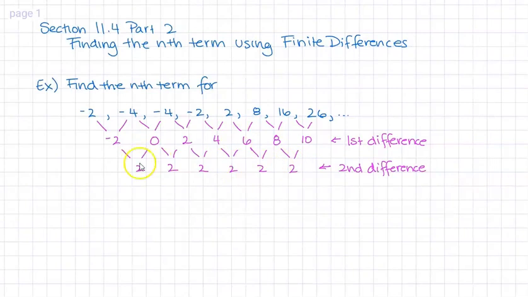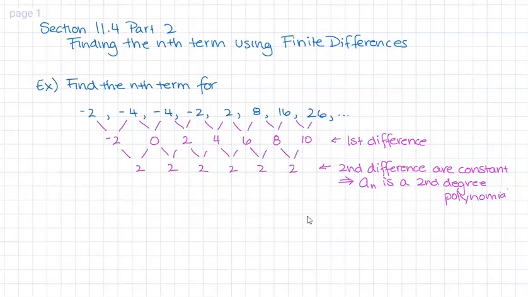And like I said, you're looking for where it's going to get constant. And it happened at the second differences. The second differences became constant. So that implies that a sub n is a second degree polynomial. And then that gives us something to work with. Now we know what kind of thing we're looking for. So the key is whatever difference you've got that's constant, that's the degree of the polynomial. So if you can find finite differences that are constant, you have a polynomial expression for a sub n.